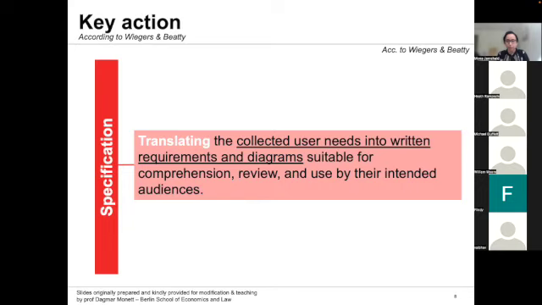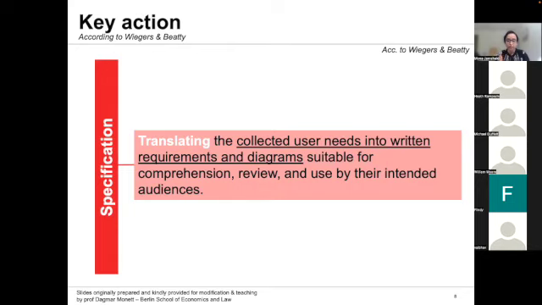So during elicitation, what we have done basically is we have collected a lot of terminologies and heavy technical jargon, maybe, from the user side. But now, in order to make them more formal, we are going to start putting them in a more comprehensible way by making use of the templates. So the first step is translating the collected user needs into written requirements and diagrams suitable for comprehension, for review, and use by the intended audience.